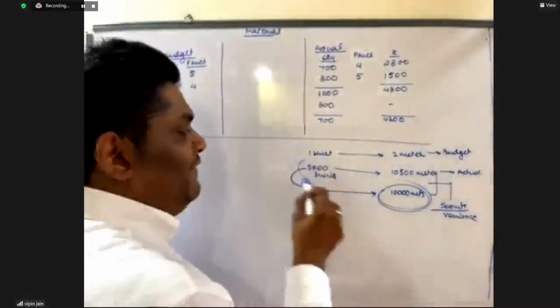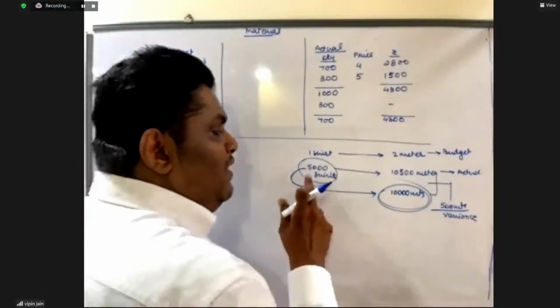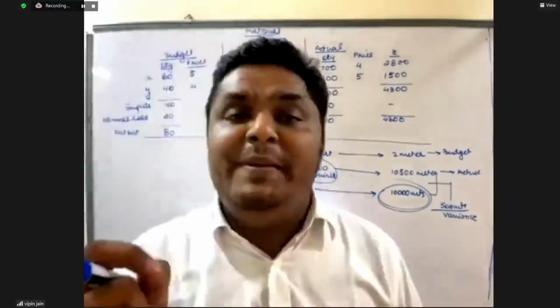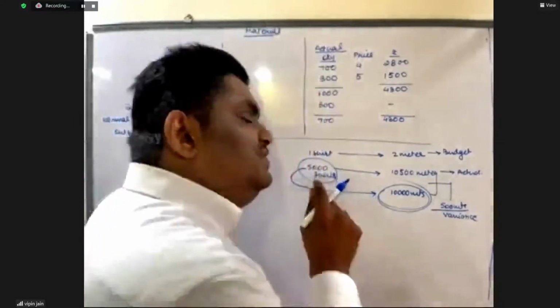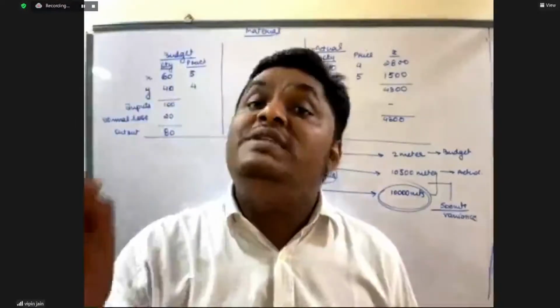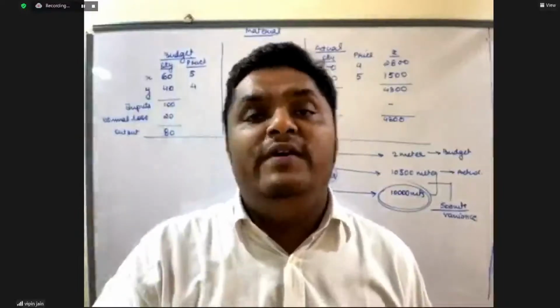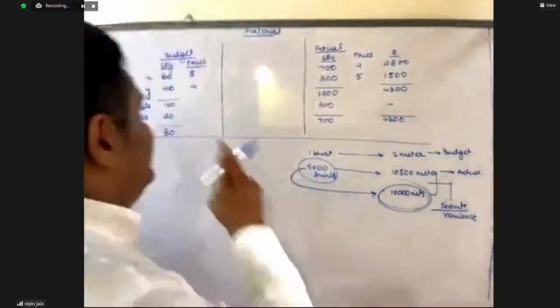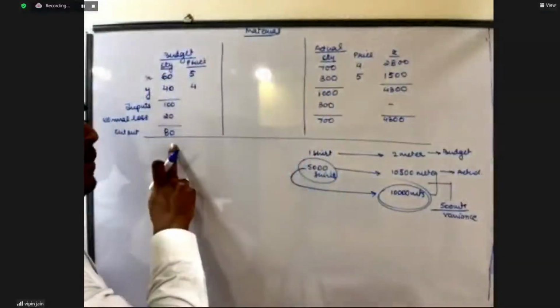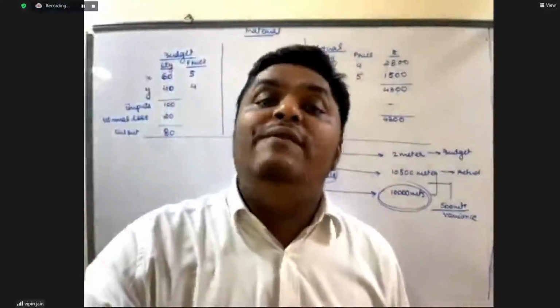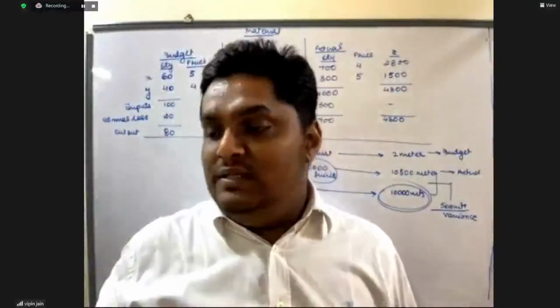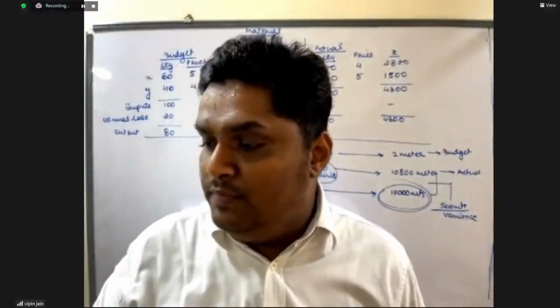So herein, 5,000 shirts is my output. 5,000 shirts कितने meters में manufacture होना चाहिए था? 10,000 meters में. But 5,000 shirts बनाने के लिए हमने कितने meter use किया? 10,500. That is 500 meters extra. So 60 kgs for 80 output. So for 700 output, how much quantity should we have consumed? That you have to answer. I hope this part is clear to you.